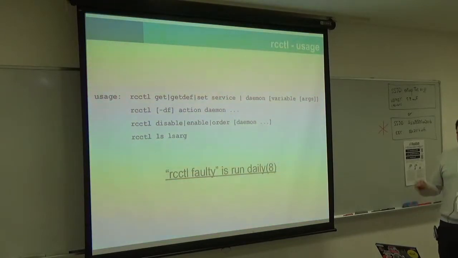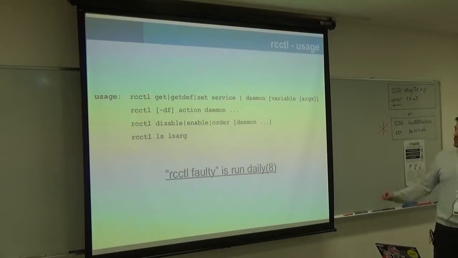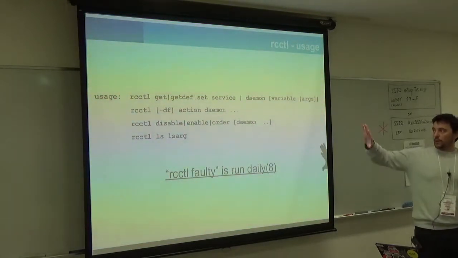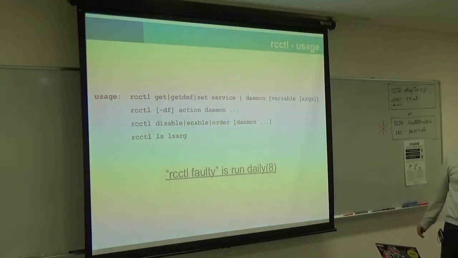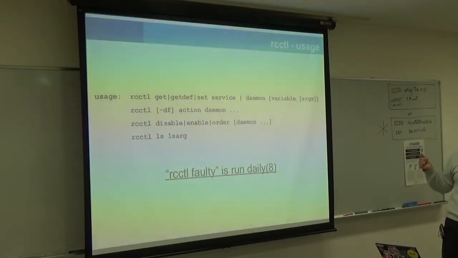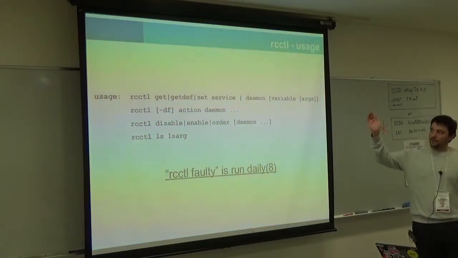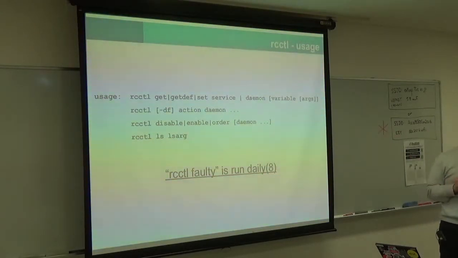So the way rcctl works, I guess it's pretty easy. You have get, getdef, and set, so you can get a particular variable for a service. You can get the flags, you can get the timeouts, you can get the user, etc. Getdef is the same, but for the default. Set is when you want to set a particular variable. And then you can, of course, interact with the daemon the same way you would with the rc.d script.